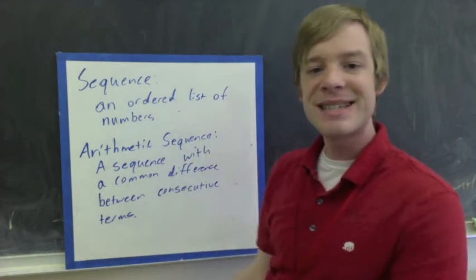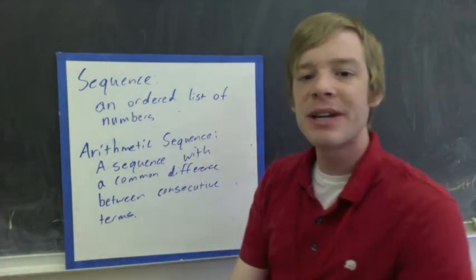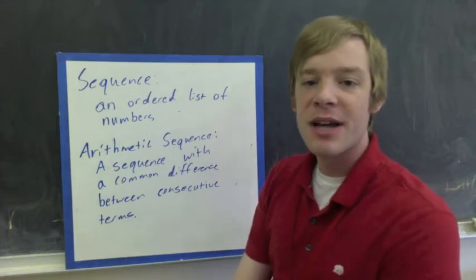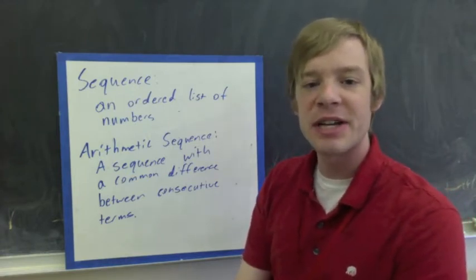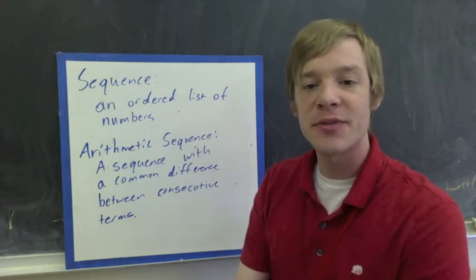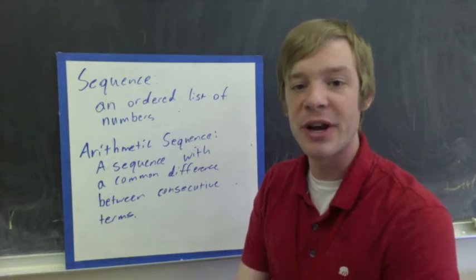First off, a sequence, just a regular sequence, is simply an ordered list of numbers. An arithmetic sequence is going to have a common difference between consecutive terms. So two terms that are right next to each other are going to have the same difference as any other two terms that are right next to each other.